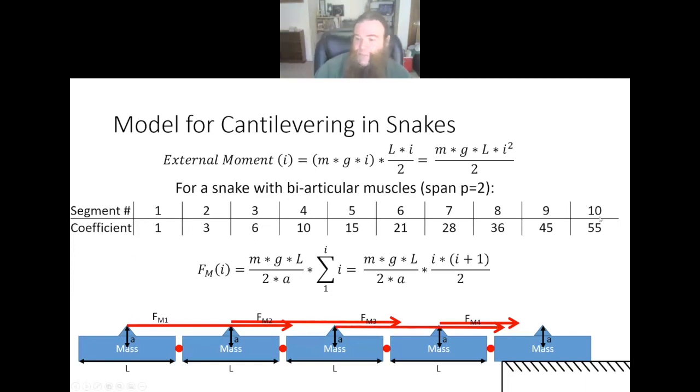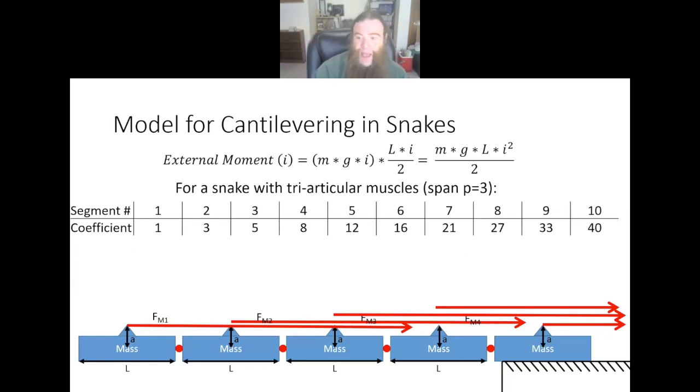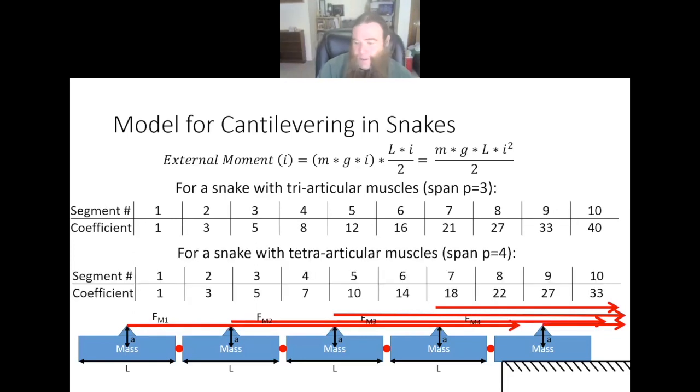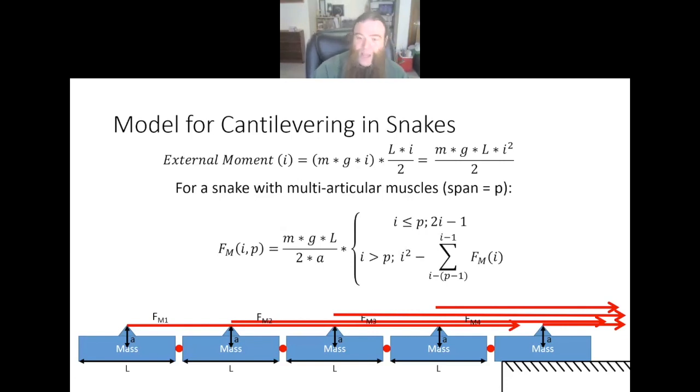Here it goes up, and by joint number 10, it's at 55. I can repeat this for a span of 3, a span of 4, so on and so forth, and come up with a general formulation. And the general formulation has to be piecewise, because you essentially have 2 regions. You have the region where you're just adding muscles. You haven't reached the length of one span yet, so you're just adding. So that's this portion up top here. And then after you've gone through the full span, every time you move back a joint, you're losing one and gaining one. And that's the second part of the equation.